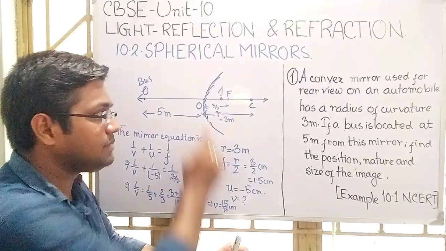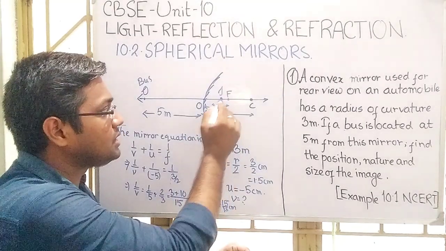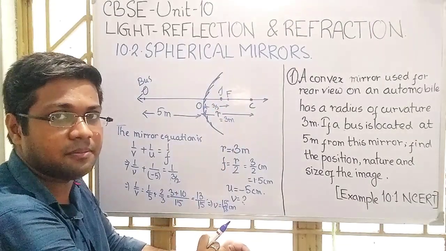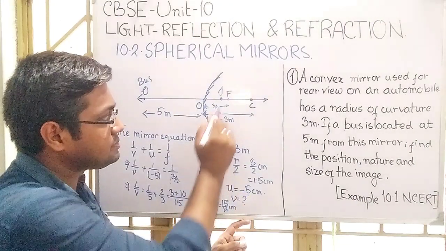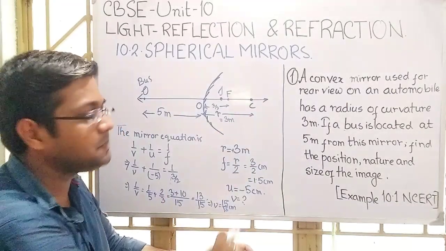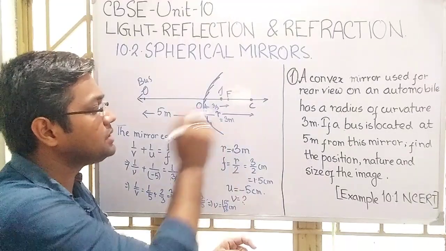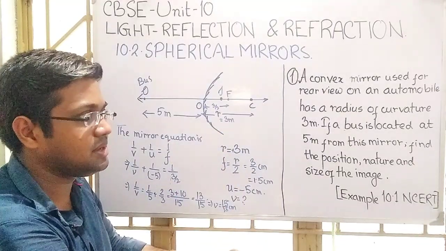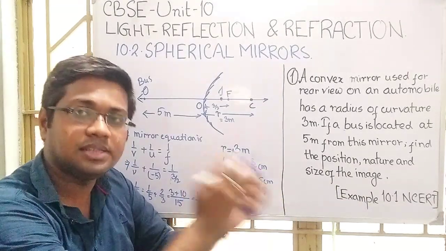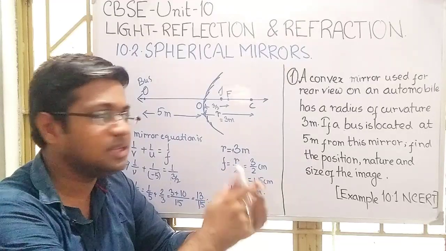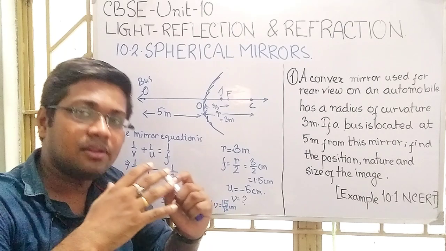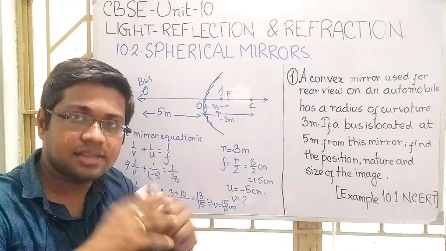15 by 13 gives the value. So it is placed somewhere in between pole and the focus. And after that, what is the nature? Behind the mirror, so it is virtual. And the size of the image is obviously diminished. If the length of the bus is given there, then we can find out what is the length of the image. But since the length of the bus is not given here, we cannot find out what is the exact size of the image.